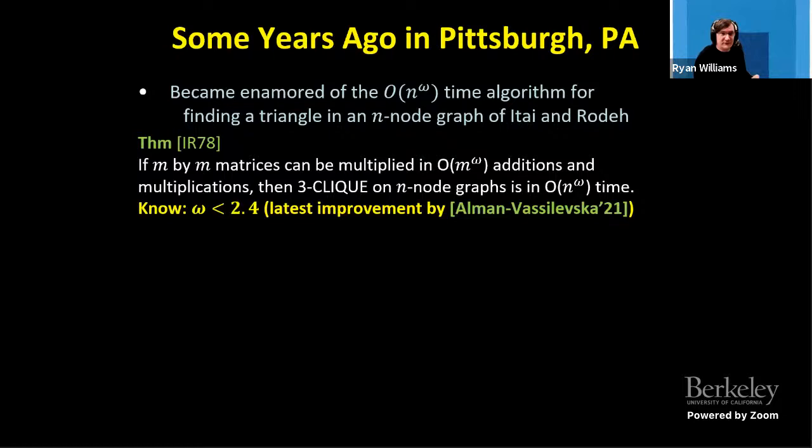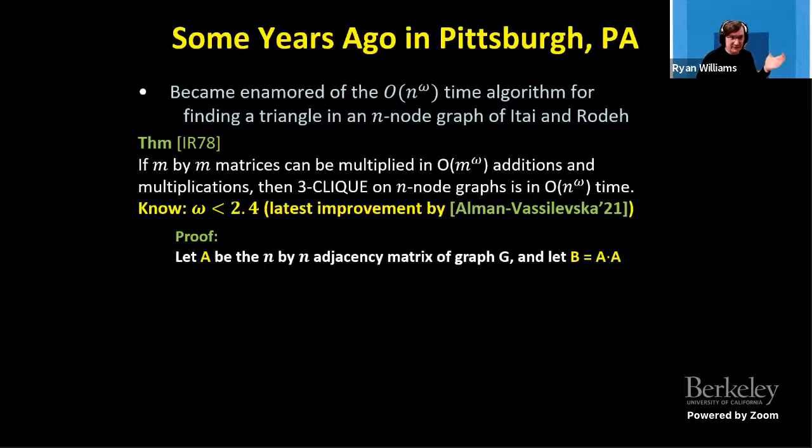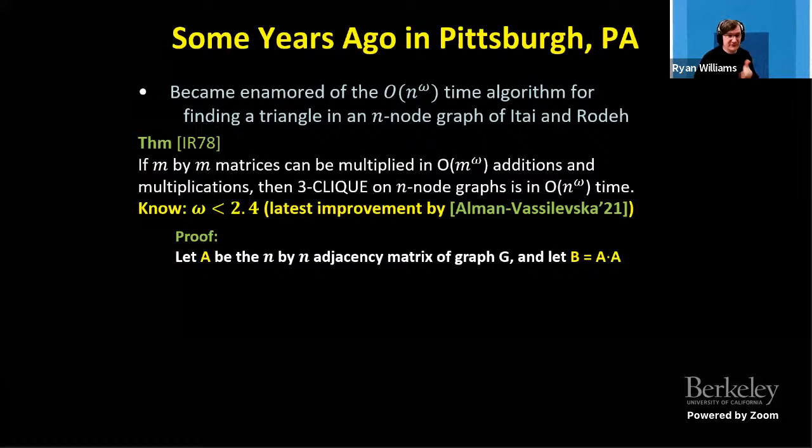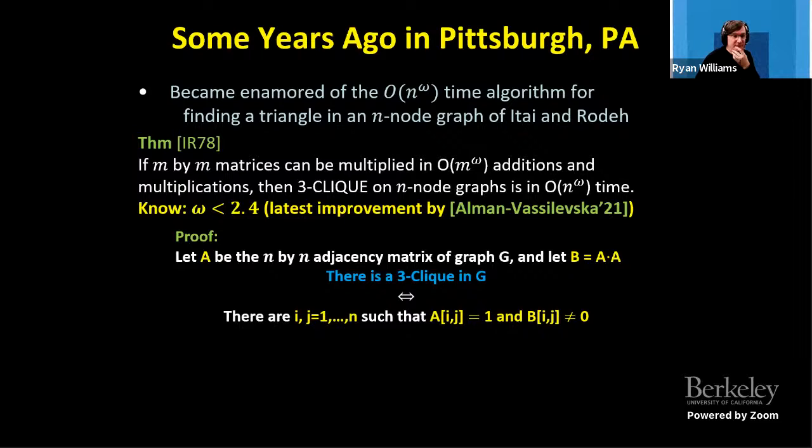So at its most fundamental level, Itai and Rodeh are showing how a problem with an n cubed size search space can be searched in n^2.4 time instead. Somehow you can prune this search space and get something with a better exponent. So here's the proof, it's quite short. Let A be the adjacency matrix of our given graph. And let B be the square of this matrix. We multiply the matrix with itself. And so the claim is that there is a 3-clique in the graph if and only if there are entries i and j where A_ij is one and B_ij is not zero.